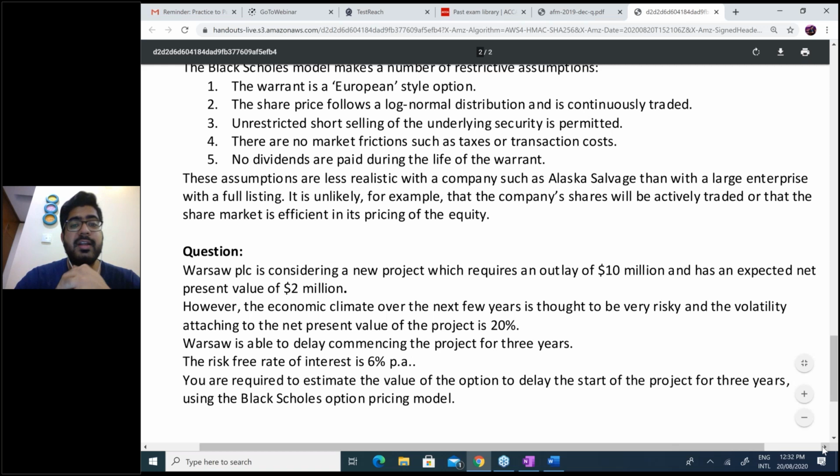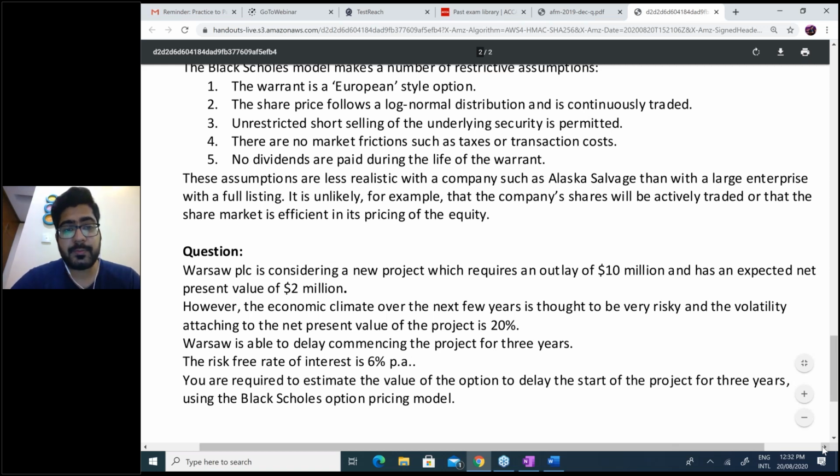There are no market frictions such as taxes or transaction costs. You have just studied the BSOP formula. No taxes, no transaction costs. This is an assumption that there can't be any transaction cost or taxes. And assumption number 5, no dividends are paid during the life of the warrant.